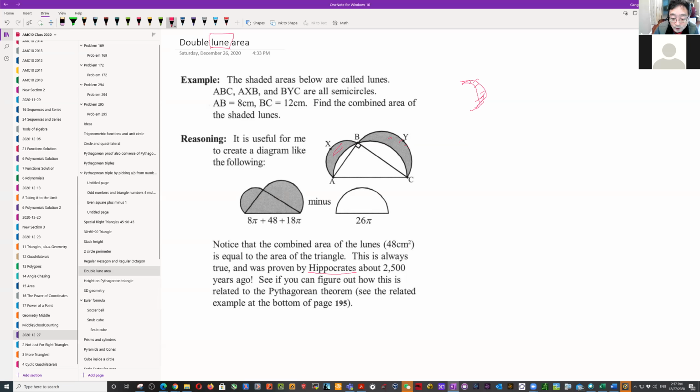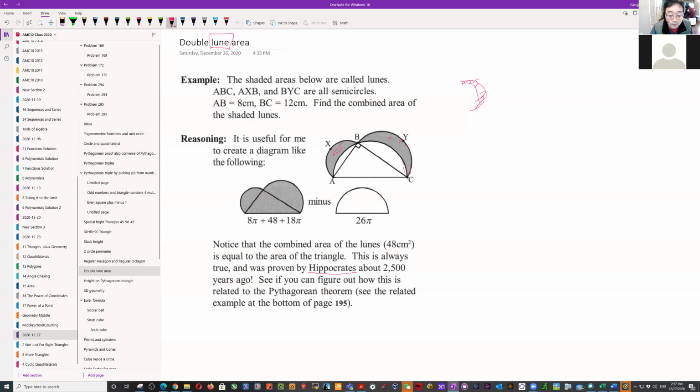ABC is a semicircle, and AXB is also a semicircle, and BYC is also a semicircle, and AB equals 8, and BC equals 12. Find the combined area of the shaded lumps. So find the double lump area. The double lump area is just equal to the triangle plus 2 half circles minus the white half circle.